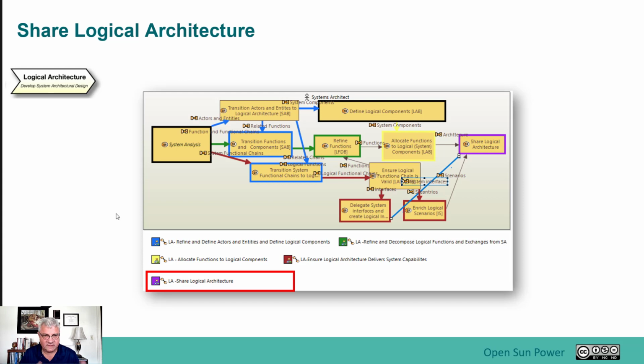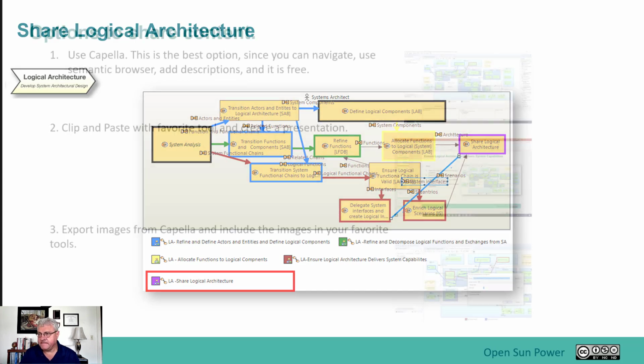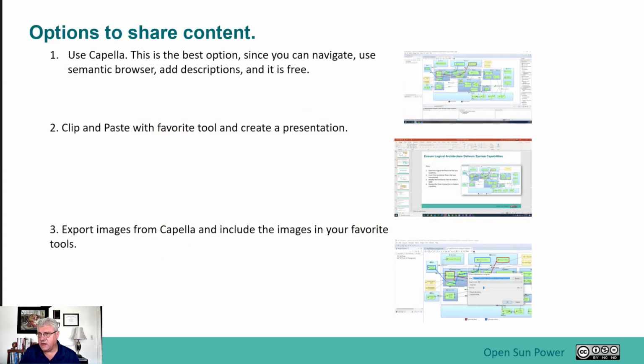And as you saw in the capabilities diagram, it could be marketing people that we're going to be showing this to. It could be design teams. But in this case, it's going to be more focused towards the design teams and sharing ideas and thoughts that the system architect may have regarding the product. Approaches to do this sharing. First, of course, the first and best one is to use Capella to help do that, and I'm going to do that here in a few minutes. I'll show you how we can do that. You can always clip and paste into your favorite tool and create a presentation. You also can use the export capability of Capella to export images into a folder, and then you use those images similar to the cutting and pasting approach.